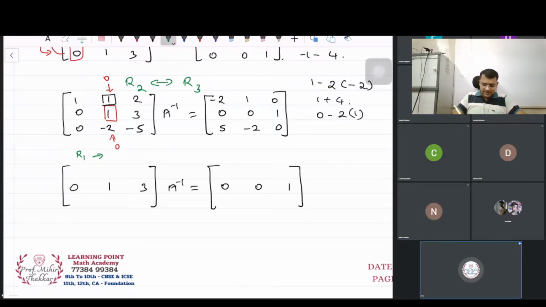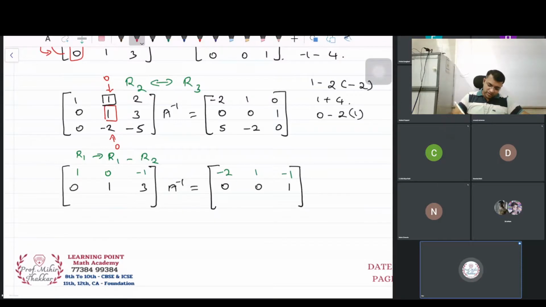Perfect. Just R1 minus R2, what else do you have to do? If you do R1 minus R2, automatically 0 will come. So let's apply this over here. I get over here, this will be 1 minus 0, which is equal to 1. 0 minus 1, 1 minus 1, that is 0. And 2 minus 3, which is going to be equal to minus 1. For the right hand side, minus 2 minus 0, which is negative 2. 1 minus 0, 1. And 0 minus 1, minus 1. So that is done for the first row.